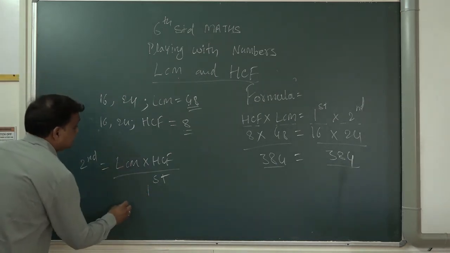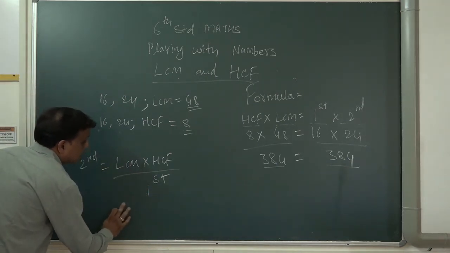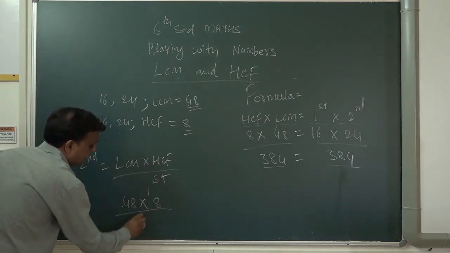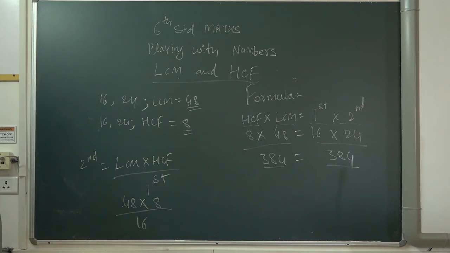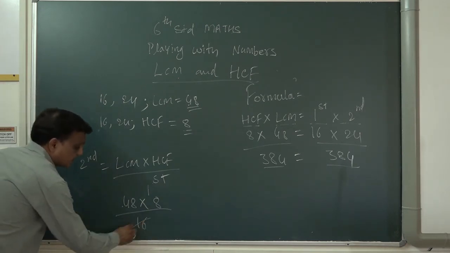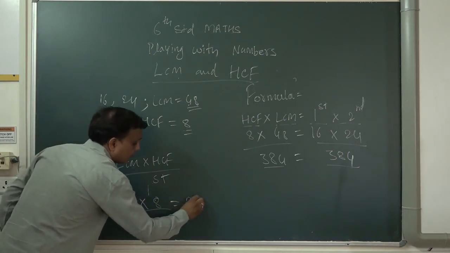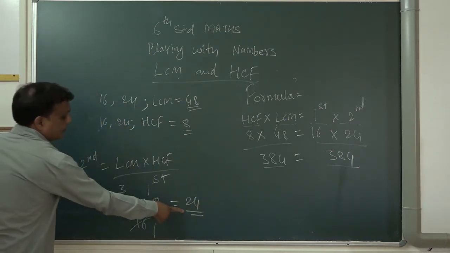Now what was the LCM? The LCM is 48, multiplied by HCF, which is 8, and the first number is 16. Now what to do? 16 1s are 16, 16 3s are 48. 3 multiplied by 8, 24. The second number was 24.